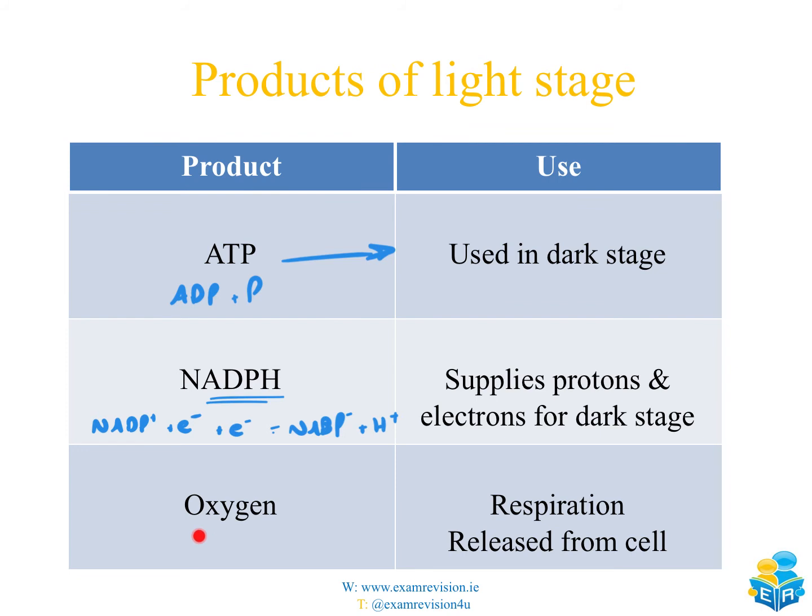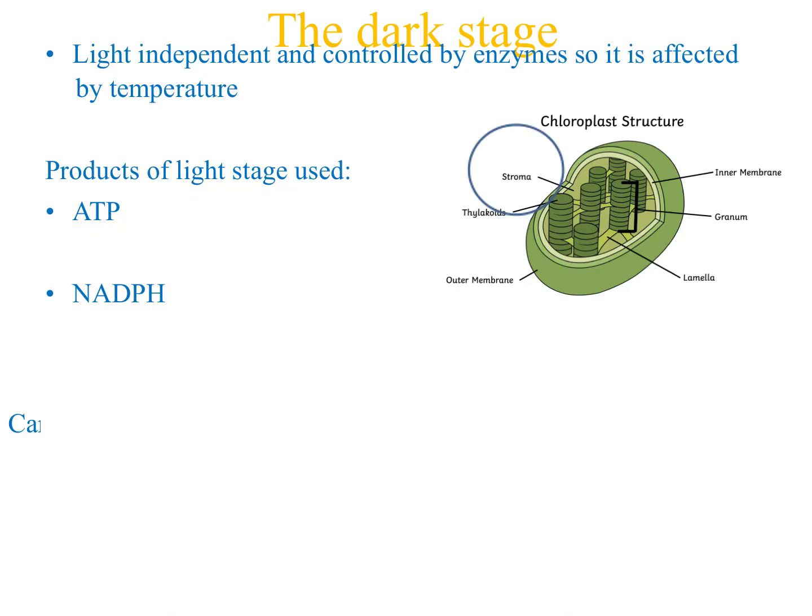And we also had some oxygen there as well. Okay, so this was formed in very small amounts there, but it can actually be released from the cell at this point, or it can go on to be used in respiration. So we've looked at the light stage. The light stage had two distinct pathways, pathway 1, pathway 2. We now have ATP formed, we have NADPH formed, and we have some oxygen after being formed there as well. Remember, the dark stage is independent of light.